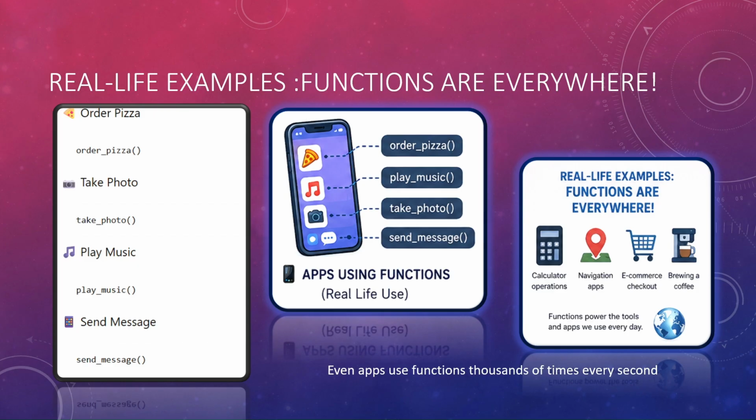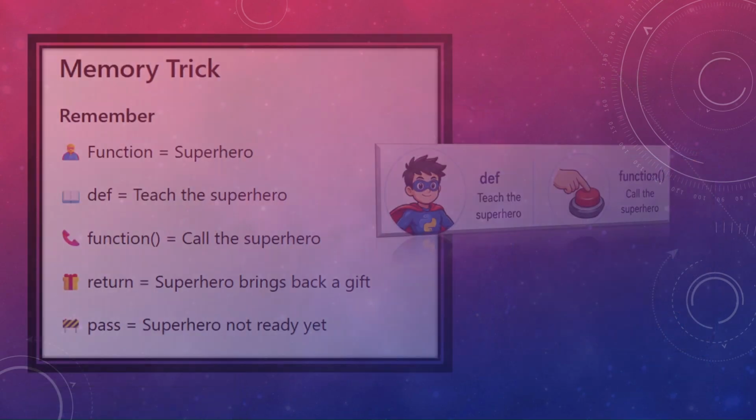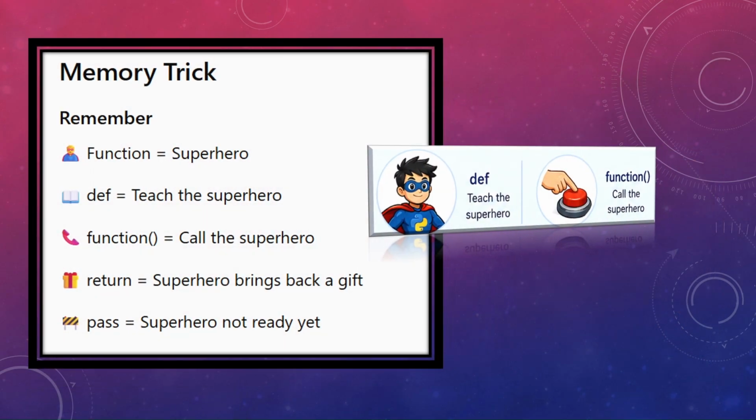Now you understand how functions are really important. So this is a memory trick. A function is a superhero which takes care of multiple activities at the same time for multiple people, right? Definition is how we teach the superhero, and function call is how we call the superhero. Return will return whatever the function does back to the caller, and pass means the superhero is not yet ready, it's under construction.